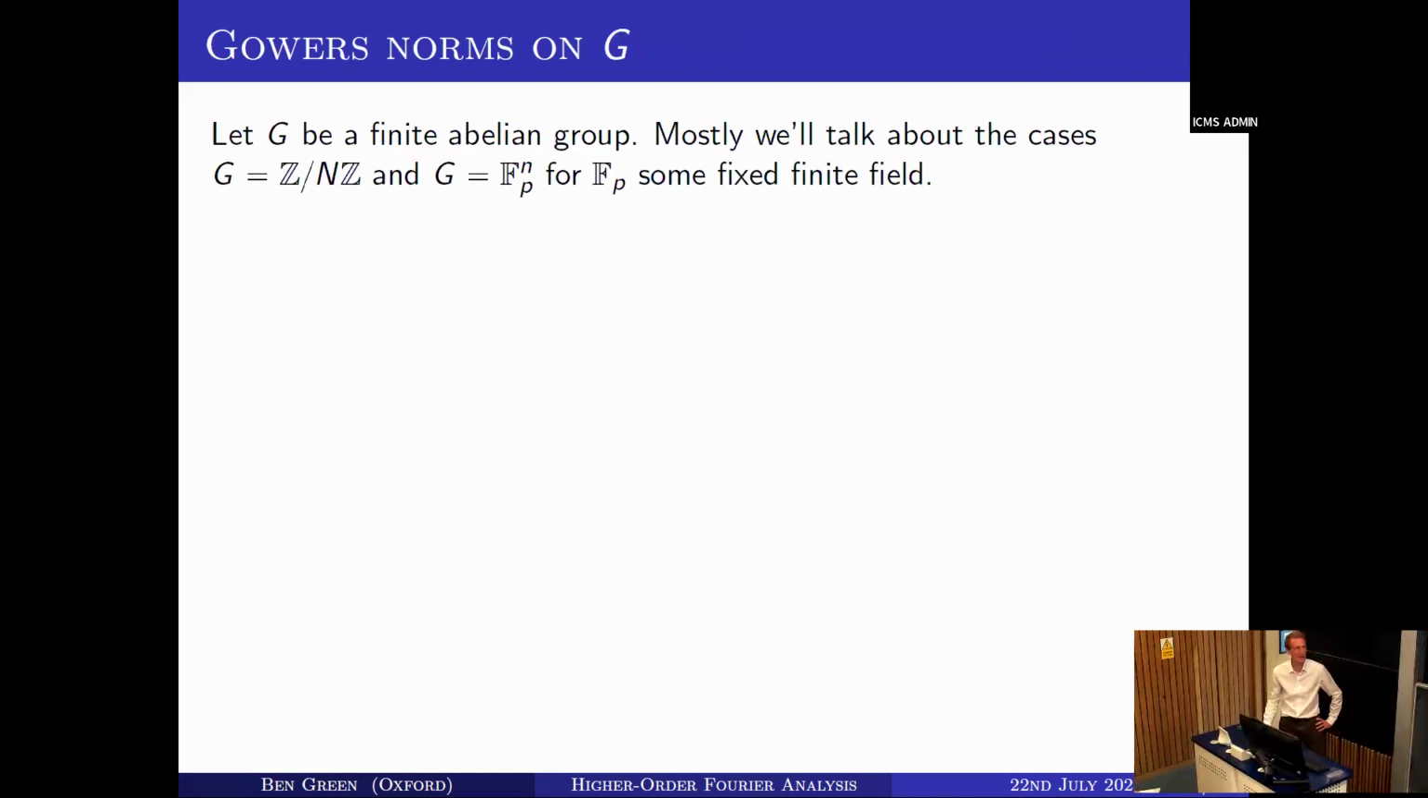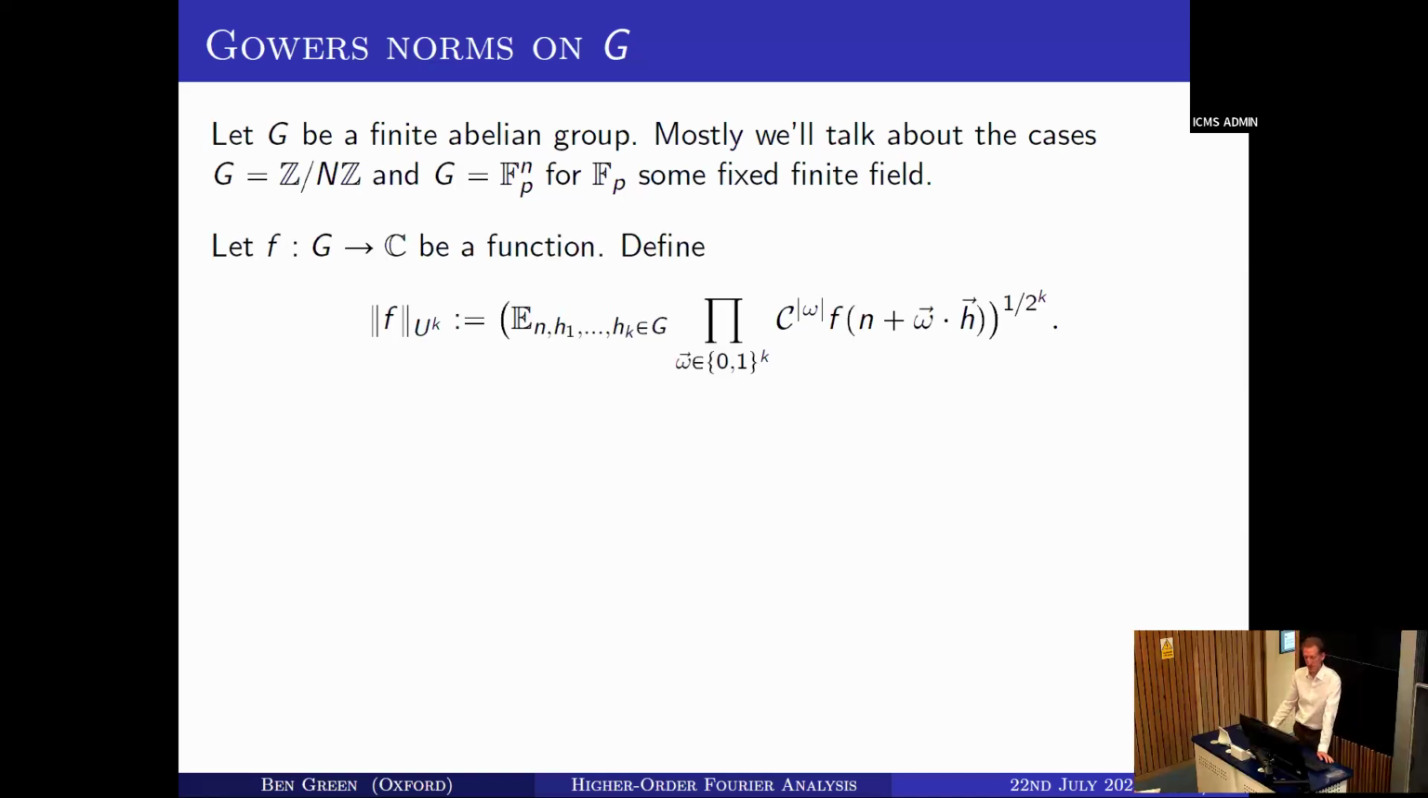So what is a Gowers norm? Suppose you have a finite abelian group G, and usually I'll be thinking of this as the cyclic group Z mod NZ, or as a vector space over a finite field, so fix a prime p and look at F_p to the m. There's interesting stuff to be said about other groups as well, but those are the two primary examples that people think of. So there is the definition.